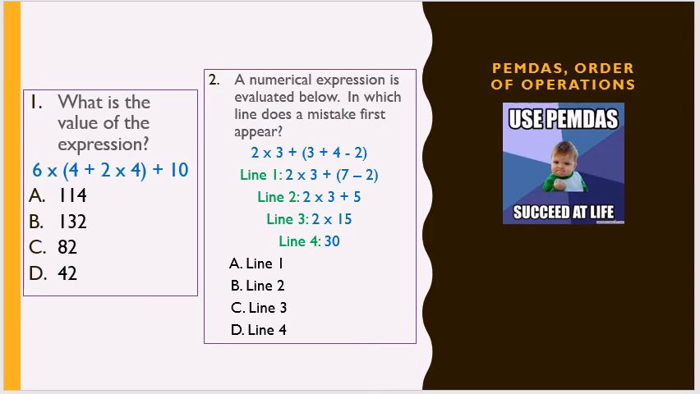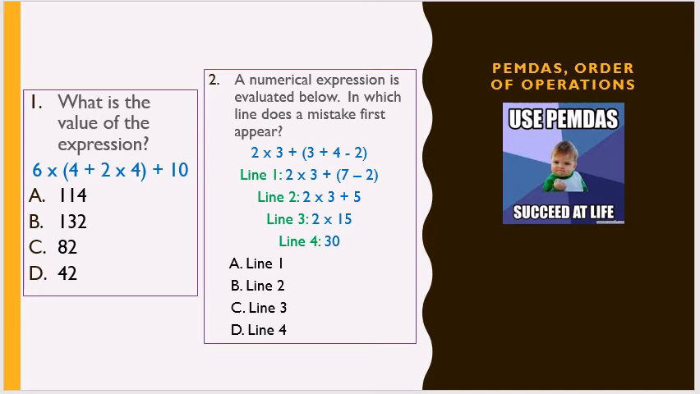Okay, here are the first two problems, and these have to do with PEMDAS, or order of operations. Let's see if you can remember how to use PEMDAS. Number 1, what is the value of the expression 6 times parentheses 4 plus 2 times 4, close parentheses, plus 10? Is it A, 114, B, 132, C, 82, or D, 42?